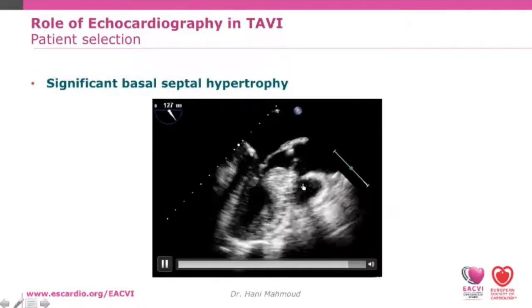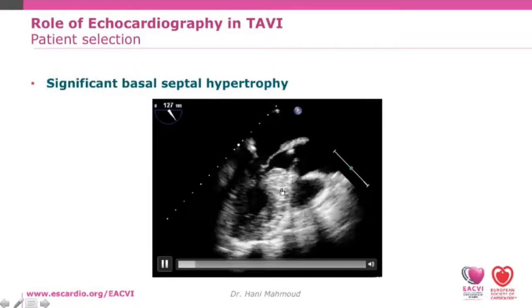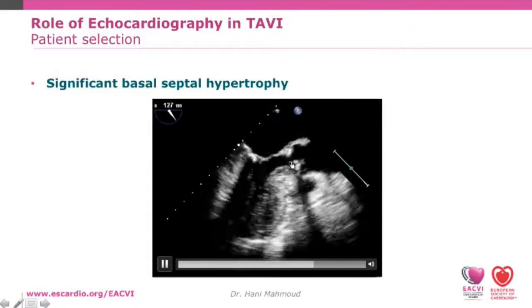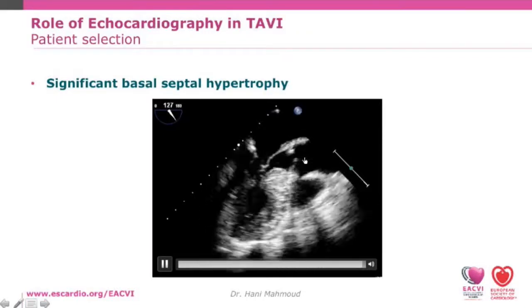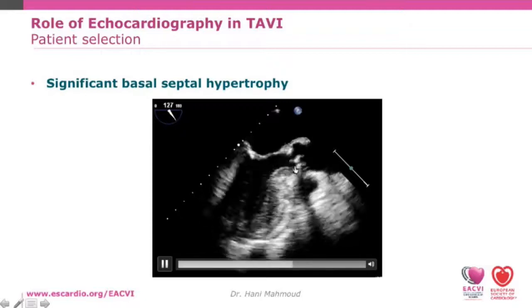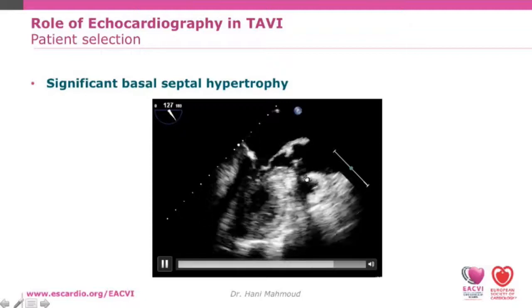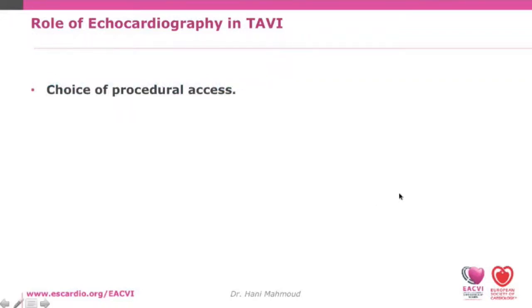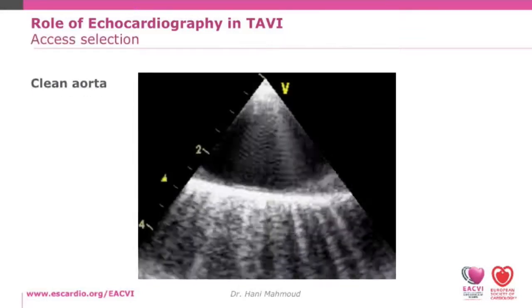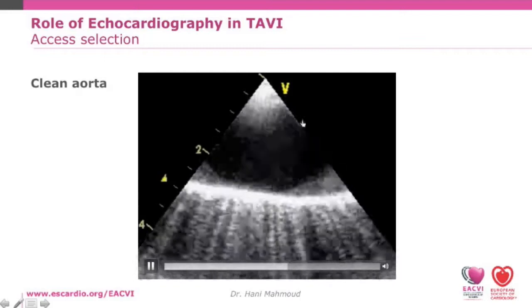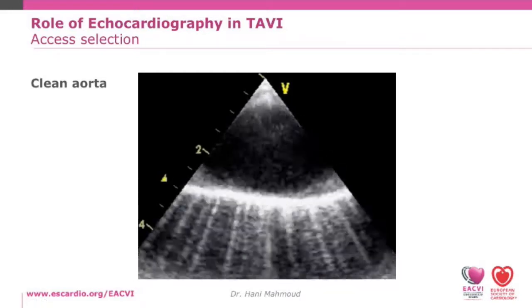A second category of patients, those who have a significant bulge of the basal septum that causes a risk of balloon migration during simple ballooning, and most importantly during prosthesis deployment, that can cause improper positioning of the prosthesis if it is a balloon expandable valve.